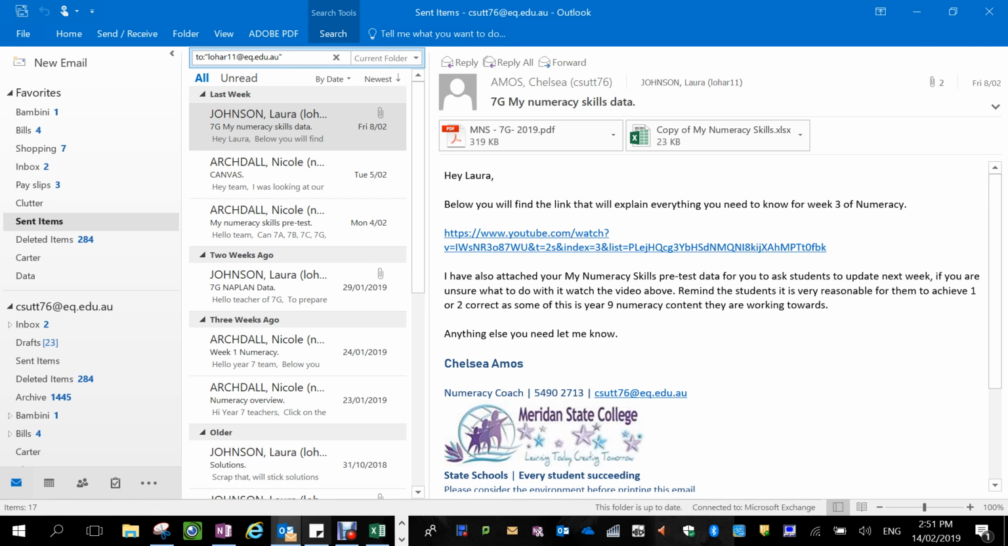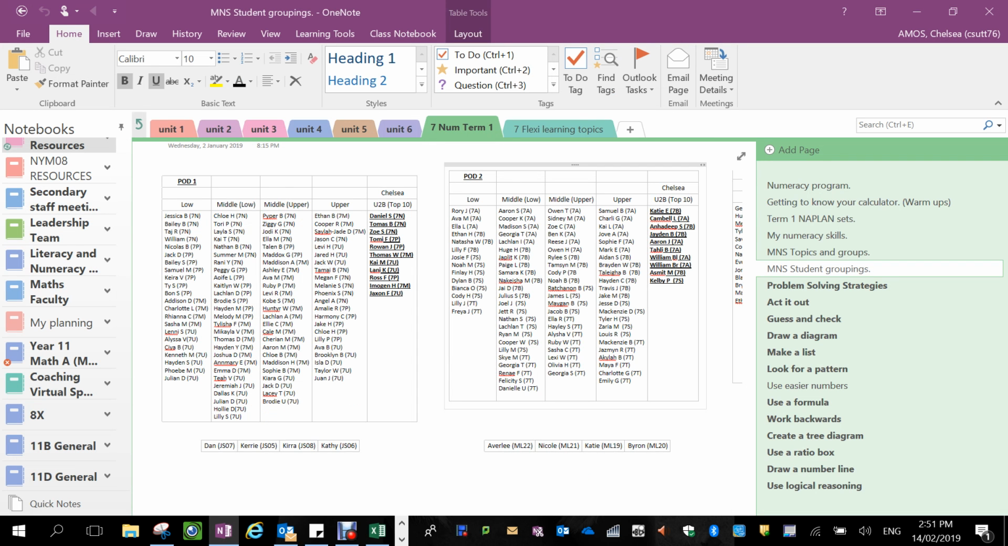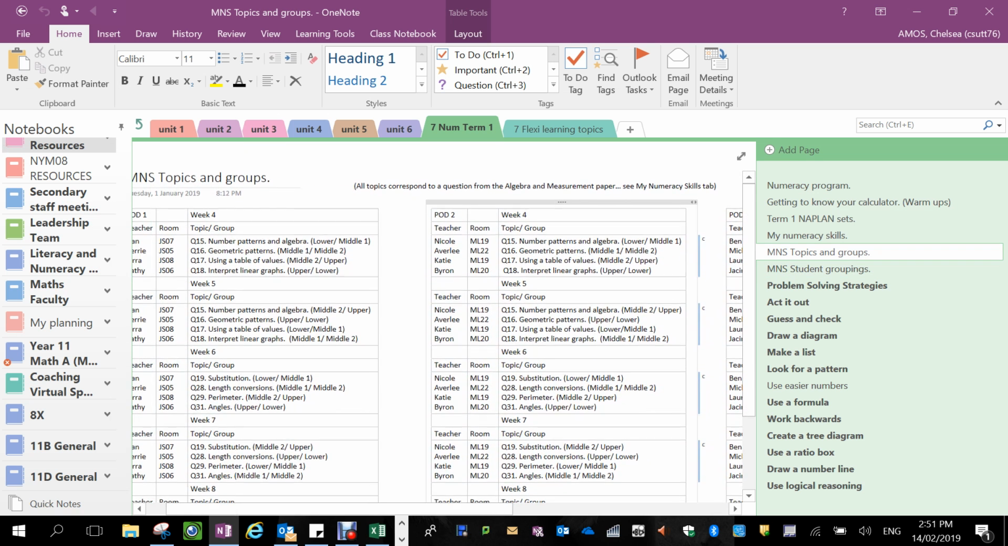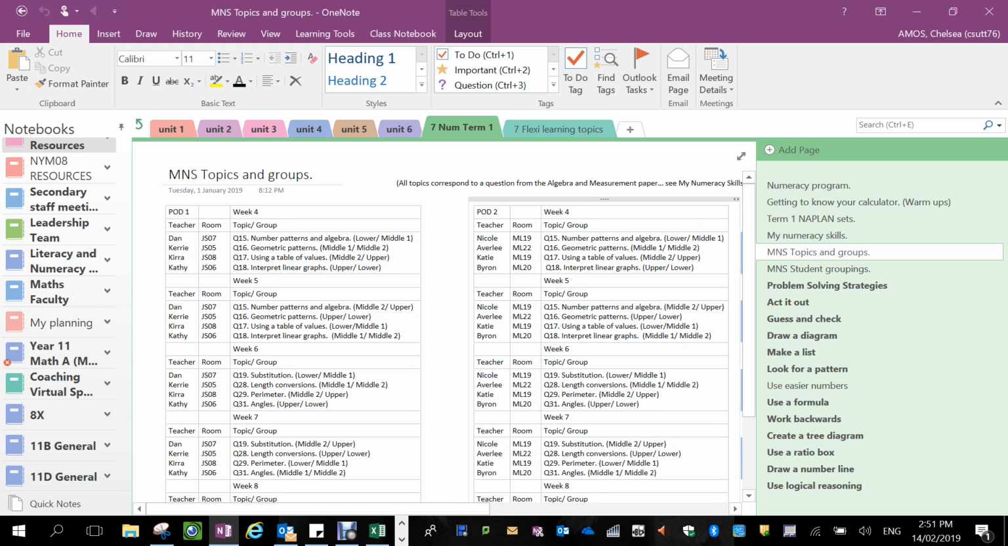So how is numeracy going to work for this week? Go to 7 Maths in the Math Resources OneNote and 7 Numeracy Term 1. So you're going to start by marking your own class and your role. You're then going to get kids to move to different spaces. What's going to happen is for week 4, if you look across, it'll tell you which room you're in, what you're teaching, and which group you're with.